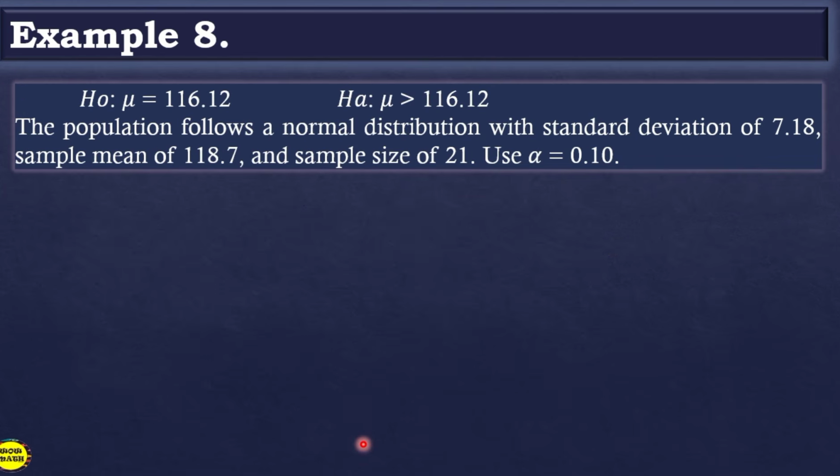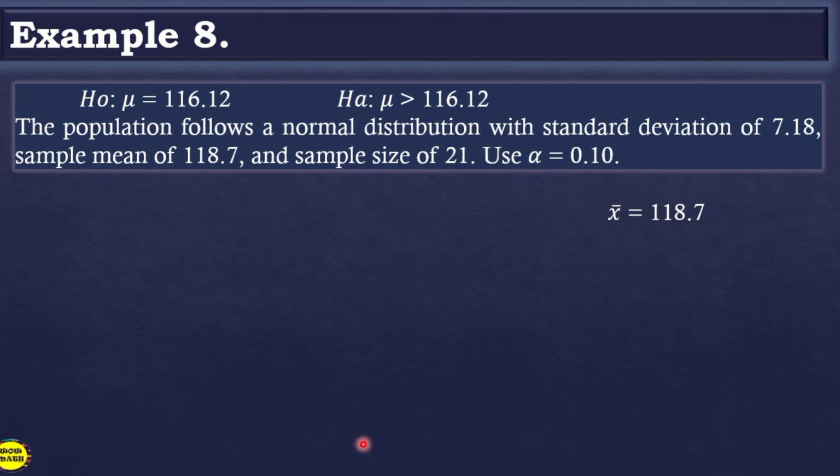Okay, next. Example number 8. So, using the given, the null hypothesis is your population mean is 116.12 and the alternative hypothesis, your population mean is greater than 116.12. So, it is an example of one-tailed test. Particularly, this is a right-tailed test kasi greater. So, the population follows a normal distribution with standard deviation of 7.18, sample mean of 118.7 and the sample size of 29. So, use the alpha level of 0.10.